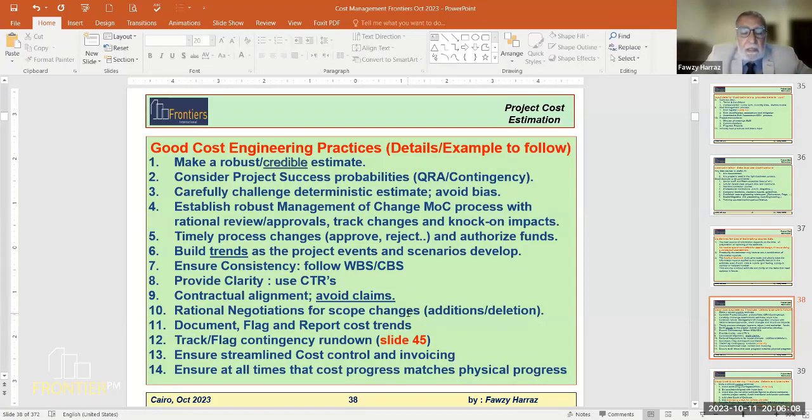Provide clarity with CTRs, contractual alignment, avoid claims. Actually, one of the things is if we make a breach or cause any impact on the contractor, we will be subject to claims, and that claim actually can highly affect the project estimate. Rational negotiations for scope changes, that's the change orders. Rational negotiations, fair negotiations. Document, flag, and report cost trends from whatever the source.